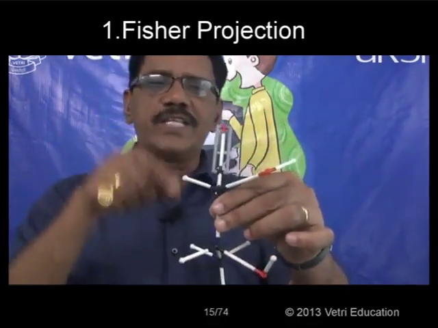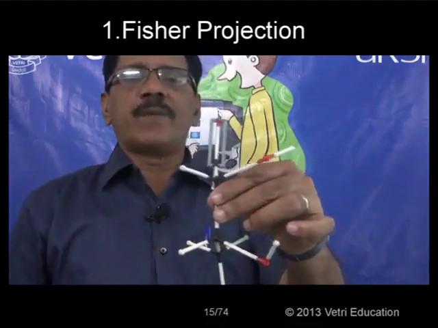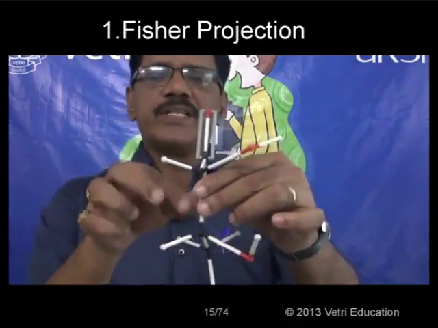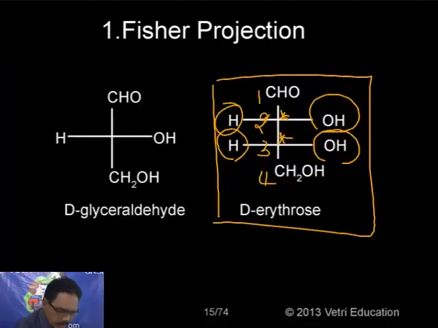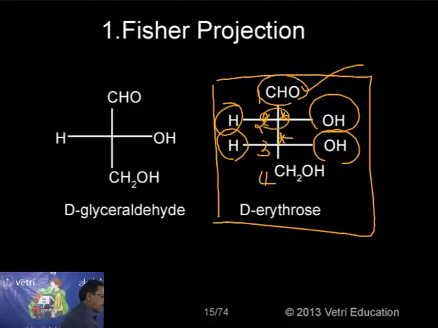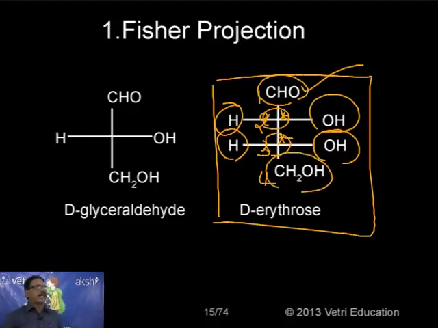Kindly see the difference. So this is the way we have to project the three-dimensional Fischer projection. But when we are converting this model onto the board, this is the way you have to convert. This is the most important information. So the carbon 1, CHO, at the top, second carbon here, third carbon here and fourth carbon here. They are all the four carbons lying in the vertical positions. Whereas C2, H left side, OH right side. C3, H left side, OH right side. And this is the horizontal. These horizontal groups, they are projecting toward the observer. So this is the way we have to project according to Fischer projection. This is the most important information.